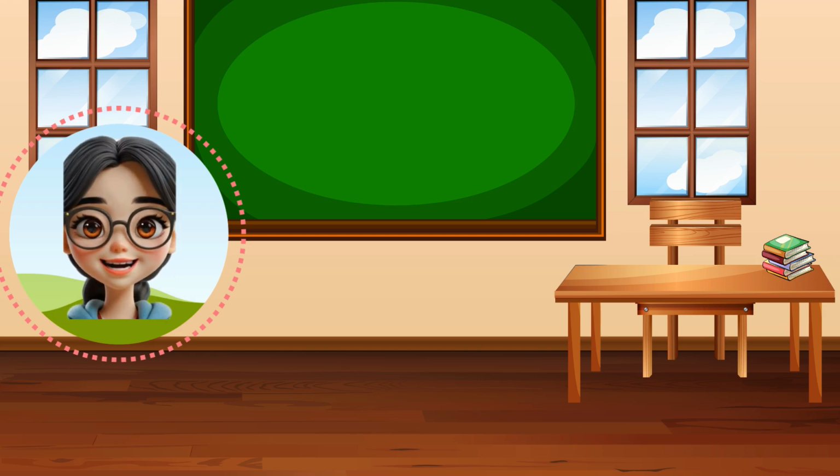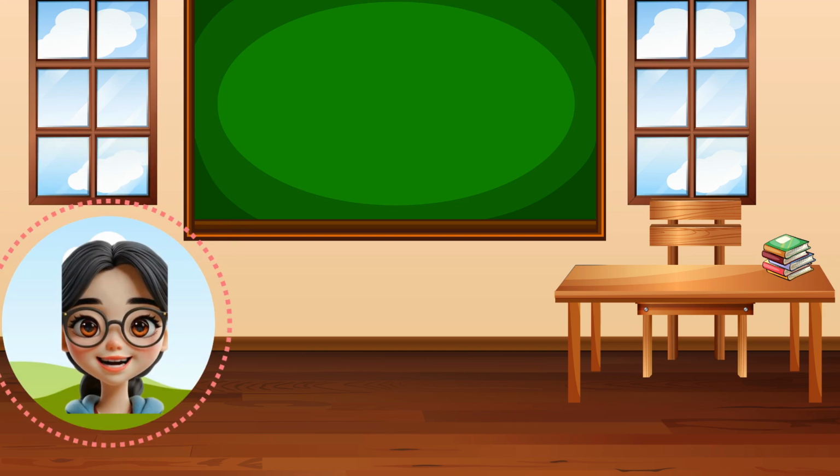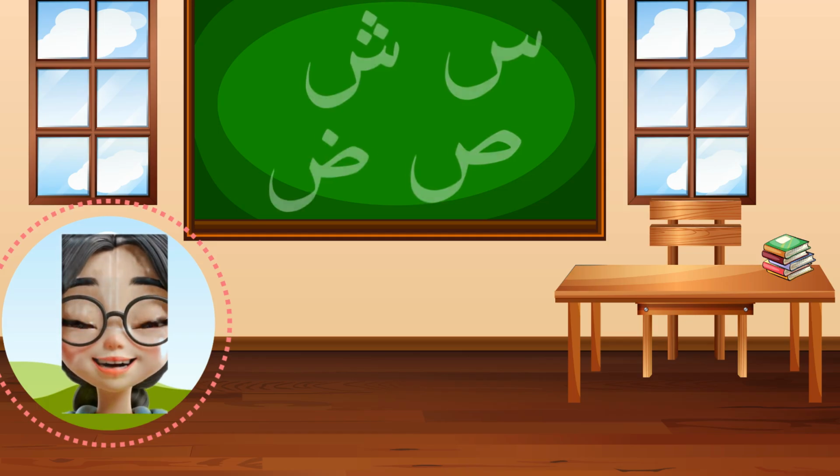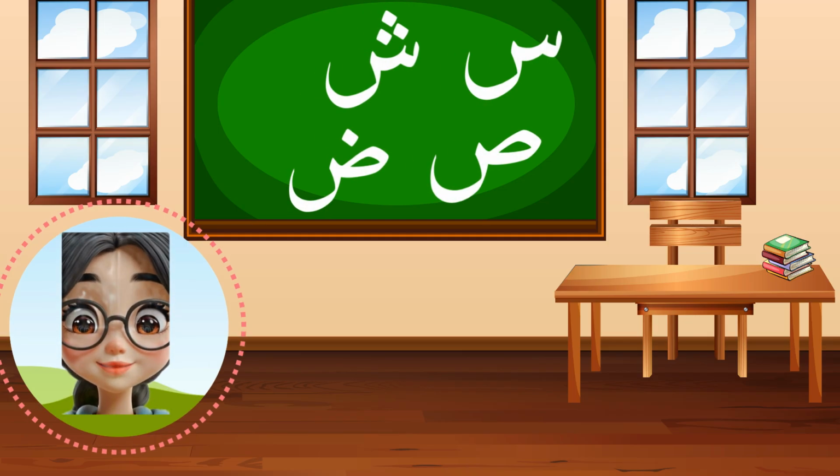Hello, kids. Today, we are going to explore 4 interesting Arabic letters: Seen, Sheen, Saad, and Daad. Let's dive into each one of them.